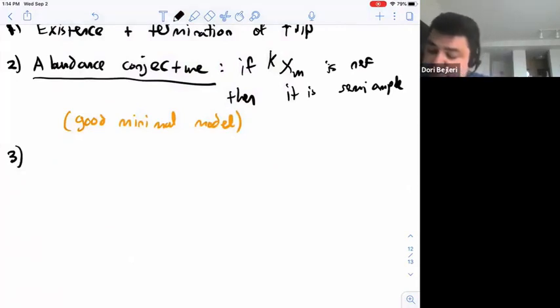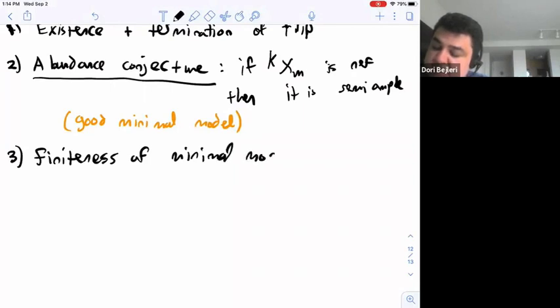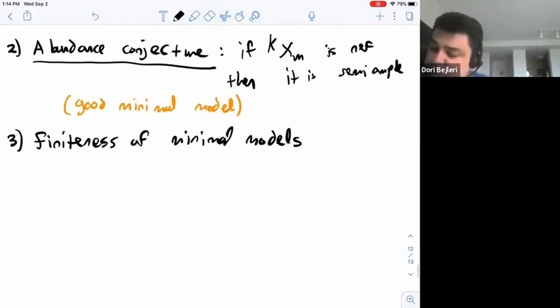3, there's a question here of finiteness of minimal models. So we said this X_M isn't unique in this non-negative Kodaira dimension case. Are there only finitely many possibilities for X_M that could be the output of this program? Or can you have infinitely many? That's a question.